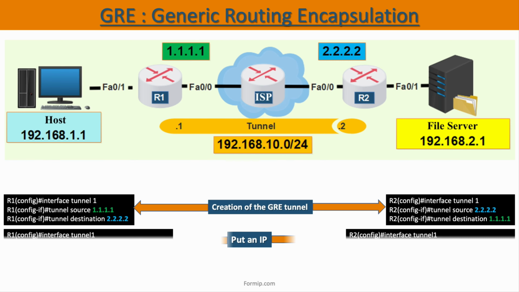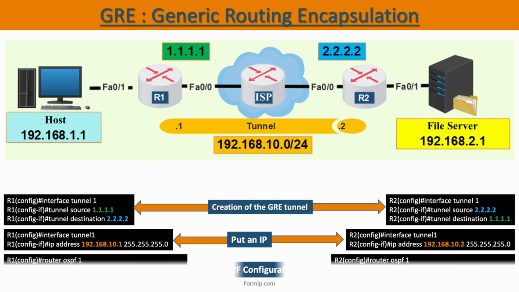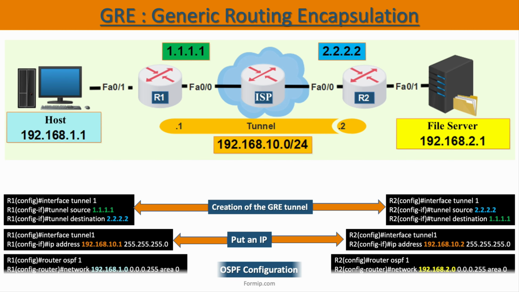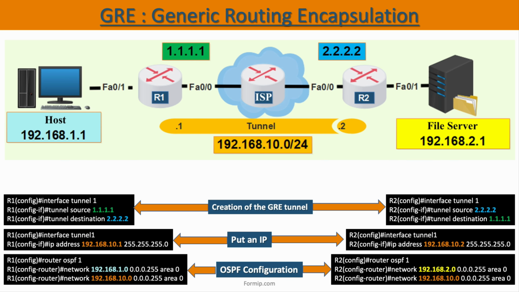Now that our tunnel is in place, we're going to assign it an IP address. Just like any other interface, you have to put an IP on it. Now our GRE tunnel runs correctly. We'll continue by configuring OSPF so that routers 1 and 2 can communicate. Don't forget to add the tunnel network to form a good neighbor adjacency.